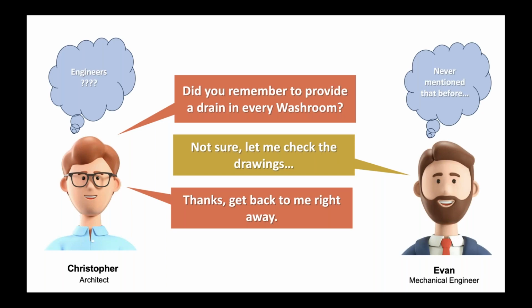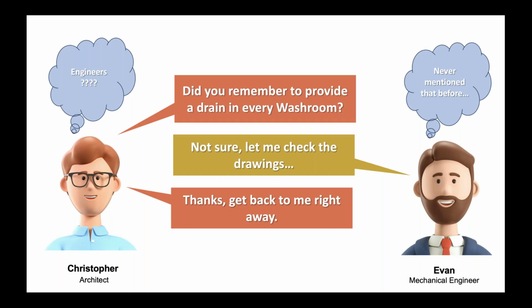But this is a legitimate coordination item between these two parties. It's not strictly architectural, because the architects put the washrooms in there, and it's not strictly mechanical. Mechanical provides drains, but how can they determine they caught all of this? Well, they'd have to go onto the drawings and manually check. Someone would have to remind them to manually check, and then they'd have to go and manually check. And it's possible it might just get forgotten.